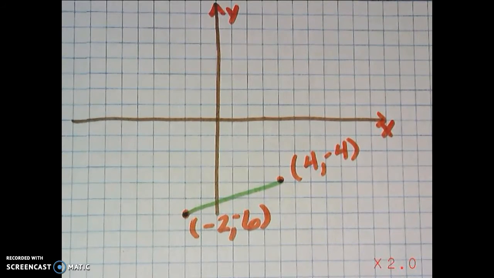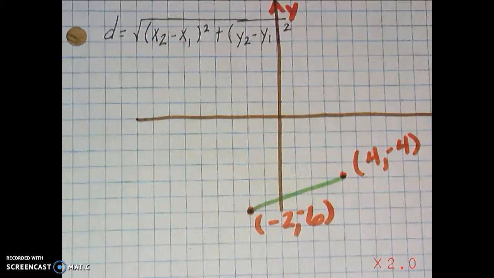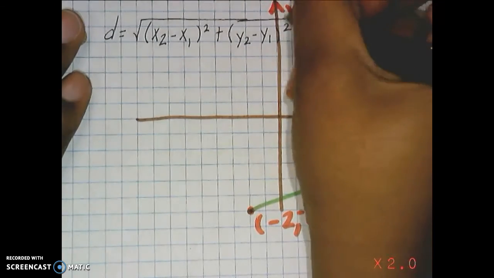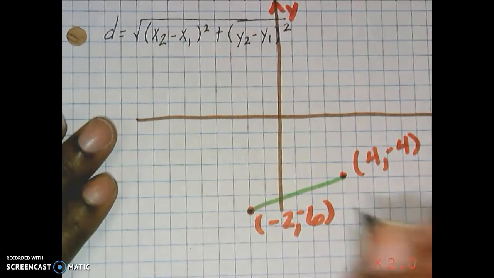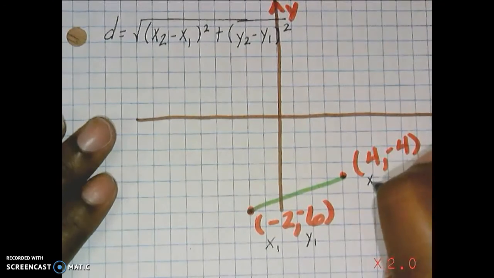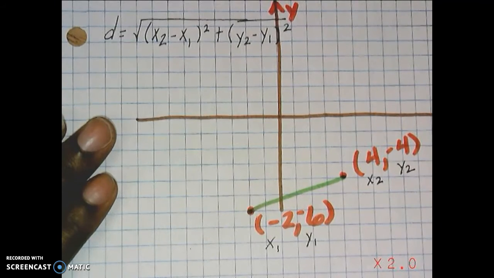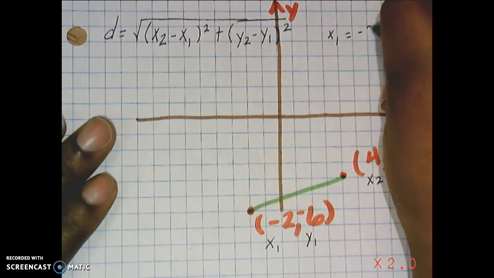So I'm going to slide this paper to the right, and I'm going to show you what it looks like written out. You have the distance formula written out, and that's a closed parenthesis there if you can't see it. Now I can label my points. X1, Y1, X2, Y2. So when I go to substitute that into the distance equation, X1 will be -2.